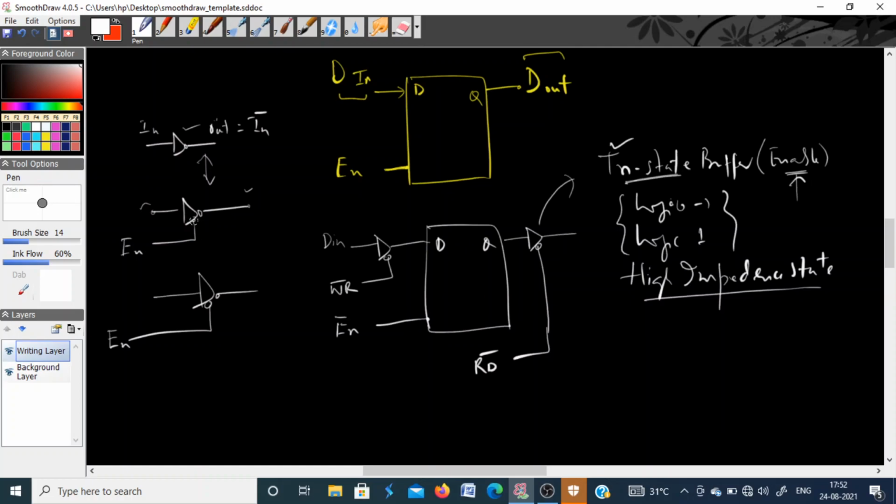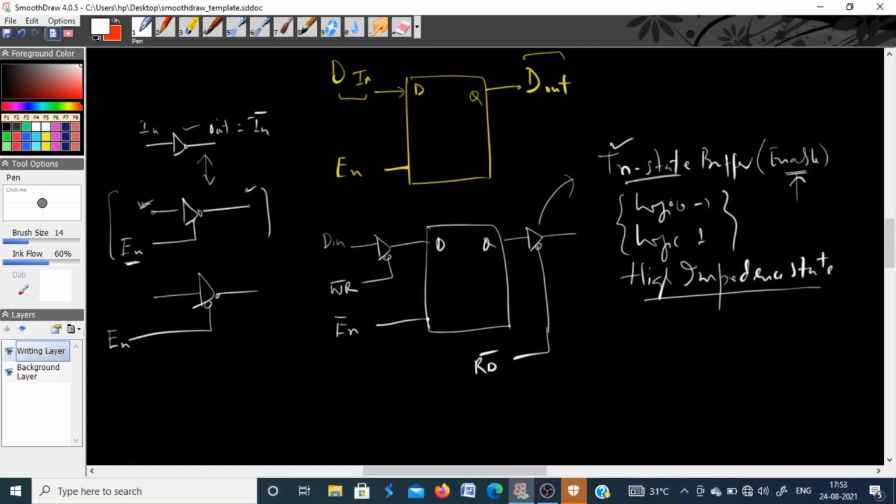or this device has to be enabled before it functions. If I talk about this particular component, when the enable pin is high, whatever is at the input, it will give its output as the complement of that. So if it is 0 here, it will give 1 here. If it is 1 here, it will give 0 here. So it will function as a normal inverter or a NOT gate.